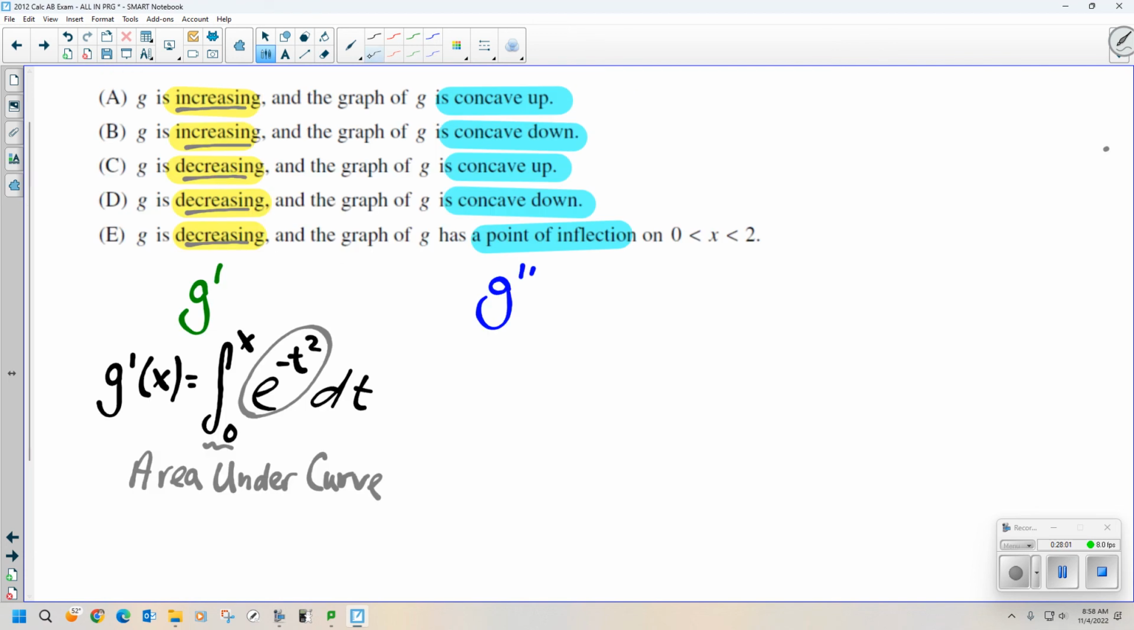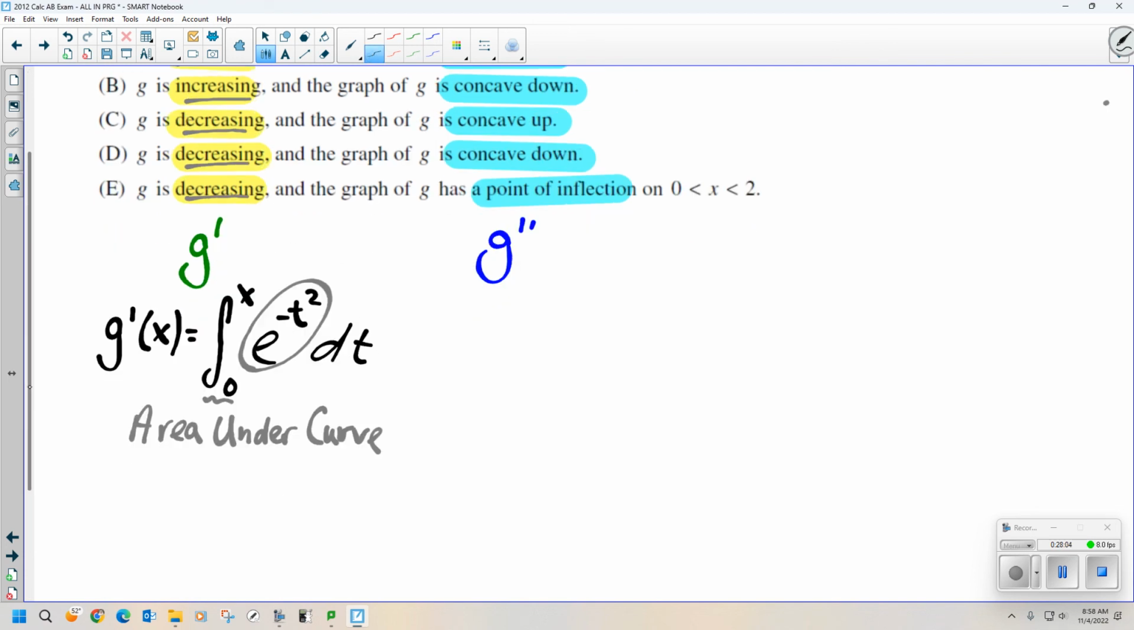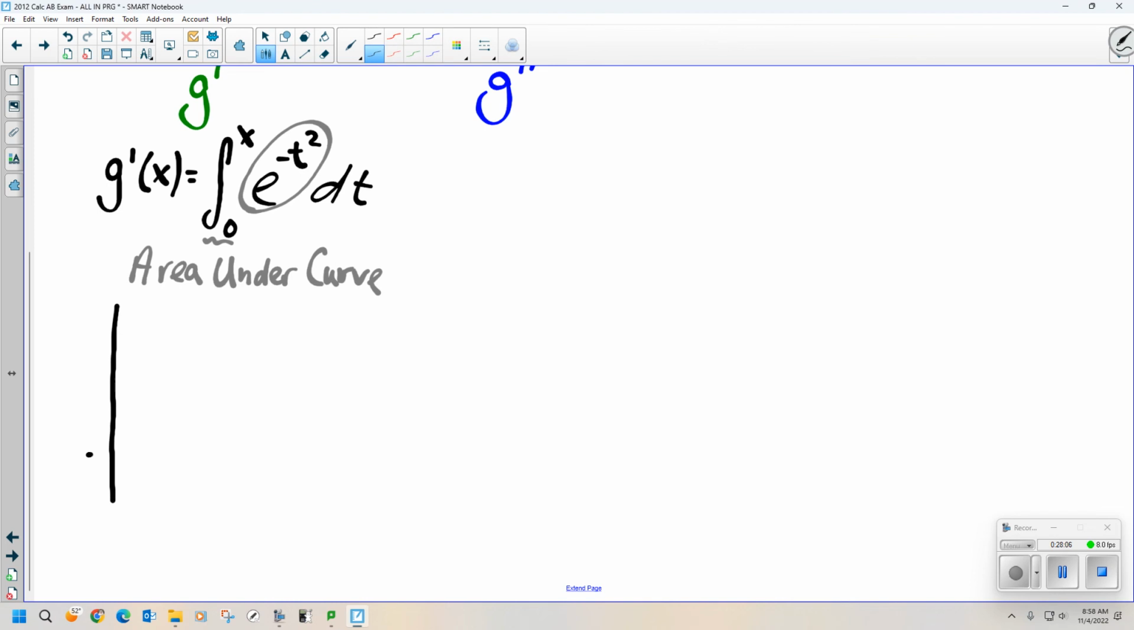if I were to graph e to the negative t squared, that's a positive function. It's just decreasing. What do I mean? Anything above the x-axis is considered positive, and anything below the x-axis is considered negative. So if I were to graph this, it kind of looks something like this. Remember, we're only evaluating from 0 to 2.